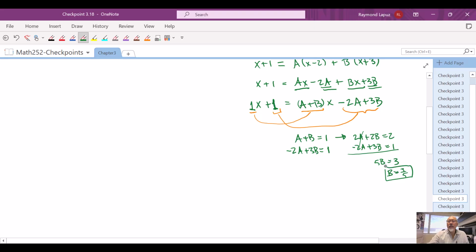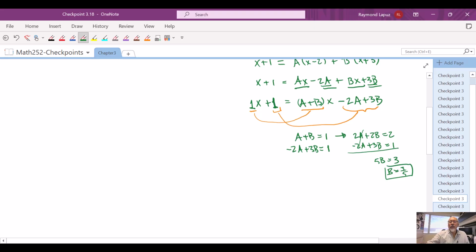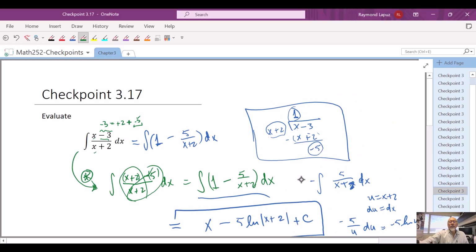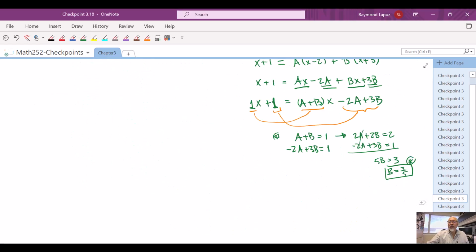I'll put a box around that, and then I will take this b and put it into any of these equations that I have, and I'll just put it into the first one because that one's the simplest. Whoops, sorry. I will have a unknown right now. B is equal to 3/5 is equal to 1. And so a will be 1 minus 3/5.